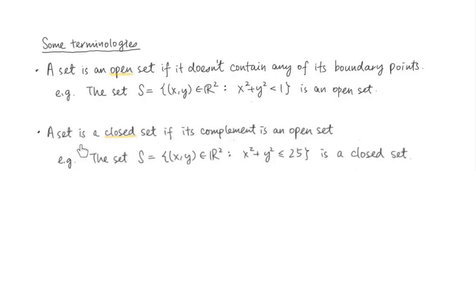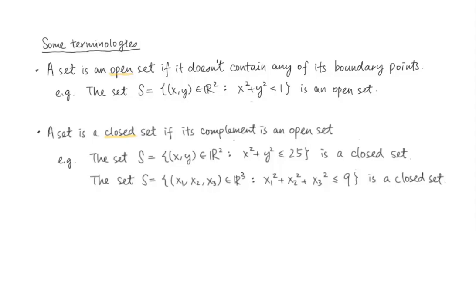A set is a closed set if its complement is an open set. For example, the set S which contains points in R2 such that x squared plus y squared is less than or equal to 25 is a closed set because its complement will be another set which contains points in R2 such that x squared plus y squared is greater than 25. And this set will be an open set because it doesn't contain the boundary points which lie on x squared plus y squared equals 25.